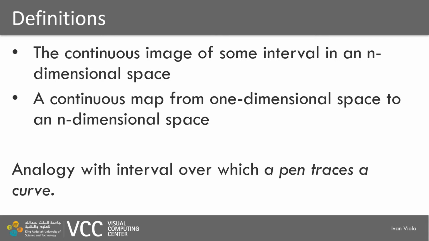One way to interpret the term curve is an actual image of a curve, which is then residing in a two-dimensional, three-dimensional, or generally an n-dimensional space. The second definition of a curve is the actual continuous map between some one-dimensional space and some n-dimensional space within which this curve from the first definition would exist.